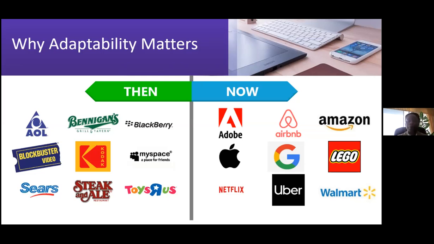Some differences between the organizations then that we don't see around very much or at all, and then the organizations now that stay in the forefront of our minds. And you can enter that in the chat.